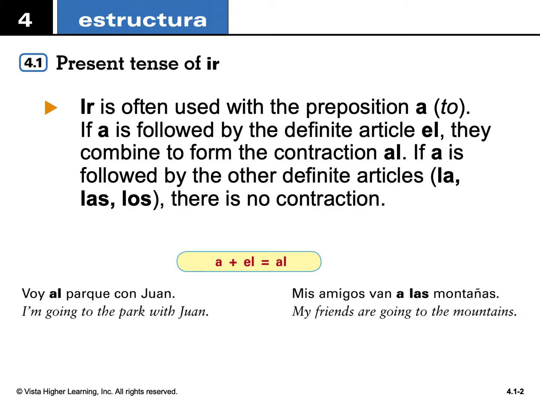So ir is often used with the preposition a, which means to, which makes sense when we are using the verb ir, which means to go. We're often going to follow it with where we're going to. If a is followed by the definite article el, they combine to form the contraction al. If a is followed by the other definite articles, la, las, or los, there is no contraction. So that only happens when the definite article is the masculine singular el. So a plus el becomes al. Voy al parque con Juan, but mis amigos van a las montañas.